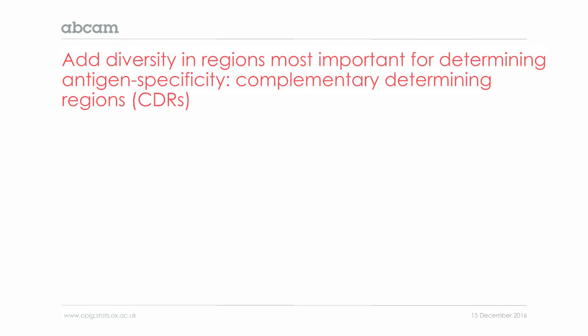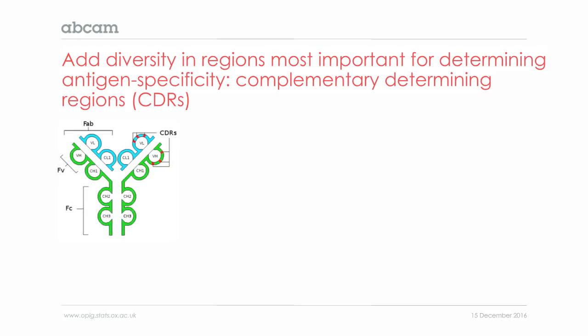So in designing our scFv phage library, we wanted to add diversity in the regions most important for determining antigen specificity. And typically these are referred to as the complementarity determining regions, or CDRs. So this diagram shows a full-length antibody. There's 2 heavy chains in green and 2 light chains in blue. Each of the light chains and heavy chains has 3 CDRs represented by the red lines. So in antibodies that would be produced by the body endogenously, it's the CDRs that are the most hypervariable and thus determine antigen binding.